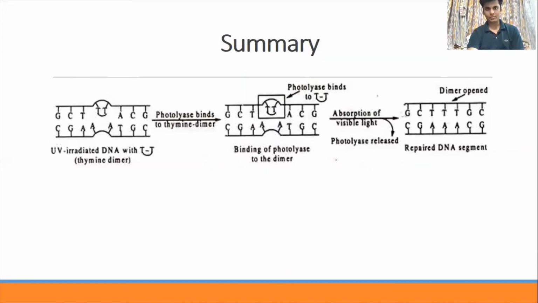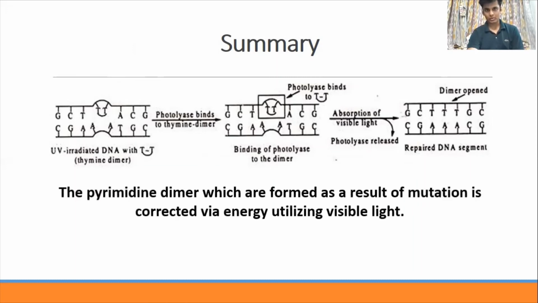Photoreactivation or light repair is a direct reversal method of DNA repair. Neither any templates are required nor any nucleotides are removed in this method. The pyrimidine dimer, which is formed as a result of mutation, is corrected by utilizing energy from visible light. The light activated enzyme splits the dimer by electron transfer from FAD.